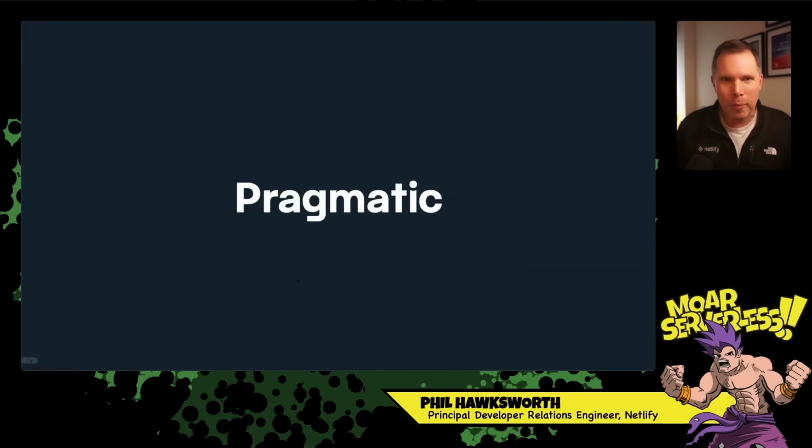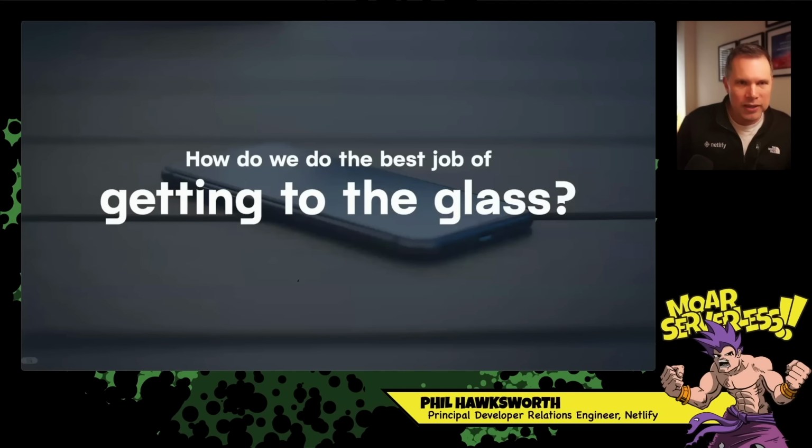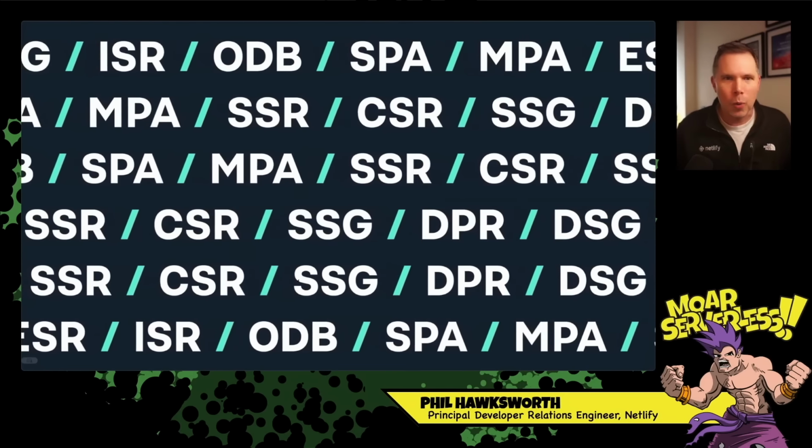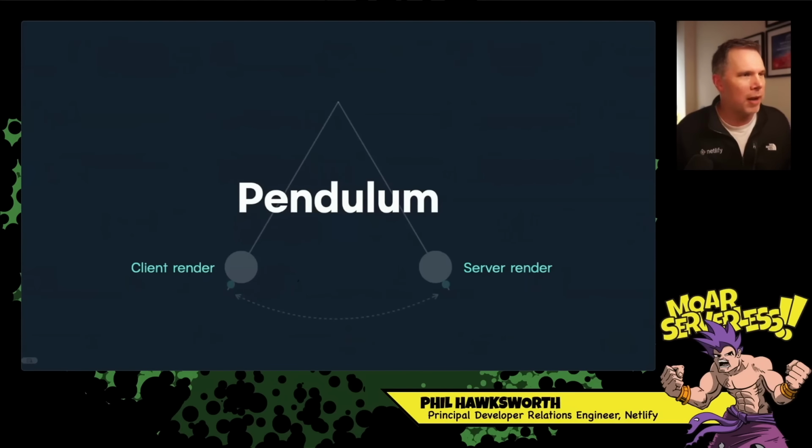Pragmatism is so important, and being pragmatic rather than being dogmatic or absolutist is really important, I think, when designing our approach to the web. So let's think again about how we do the best job of getting to the glass and being performant. Which of these things do we choose? Where do we live on this pendulum?